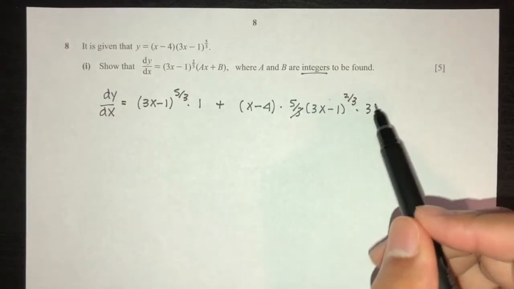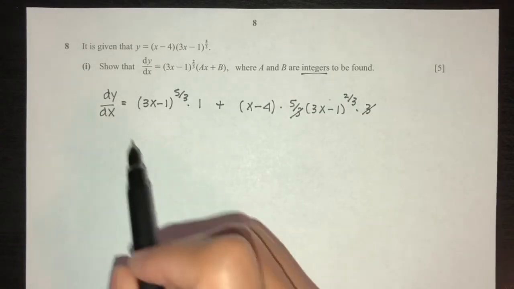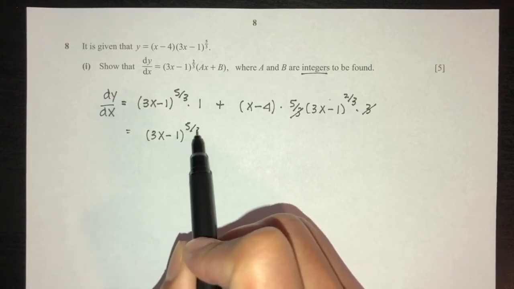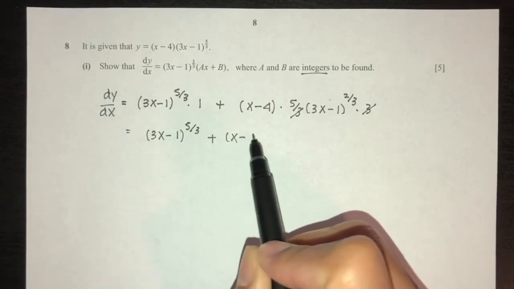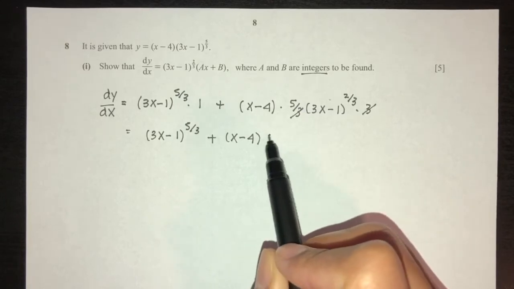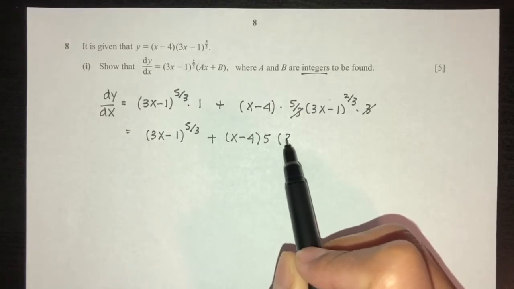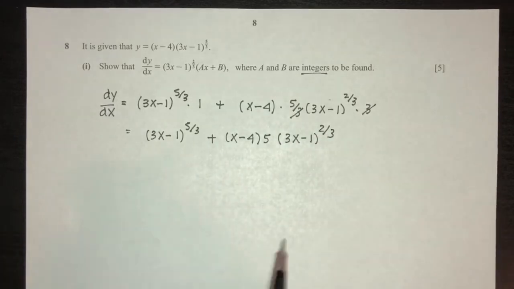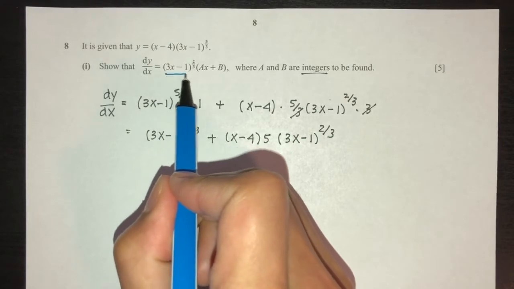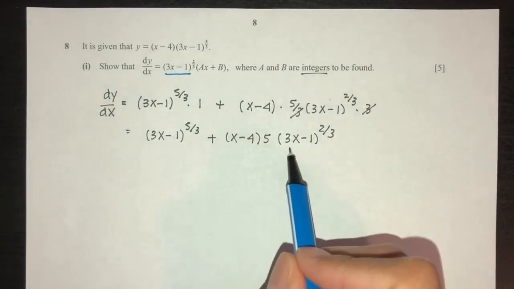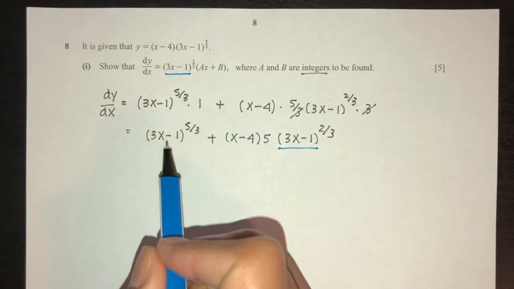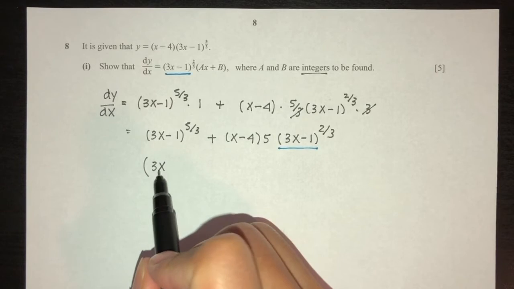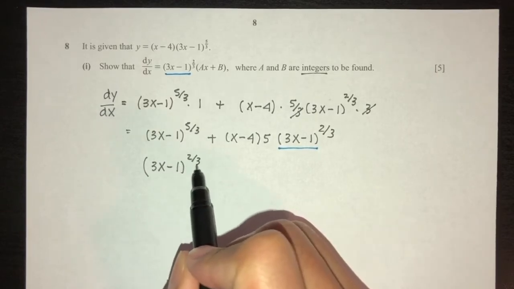So 3 cancel out, and then yeah, that's it. So here we have (3x - 1)^(5/3) + (x - 4) times 5 times (3x - 1)^(2/3). Now if you observe, we have to factorize this one outside, (3x - 1)^(2/3). So let's take this one outside, and let's take this one from this one. If you take this one outside, you will have (3x - 1)^(2/3).